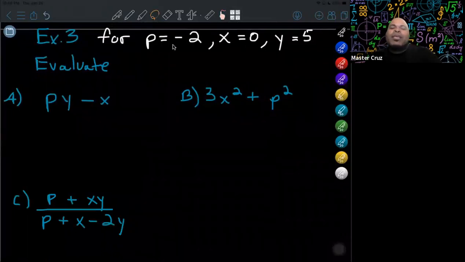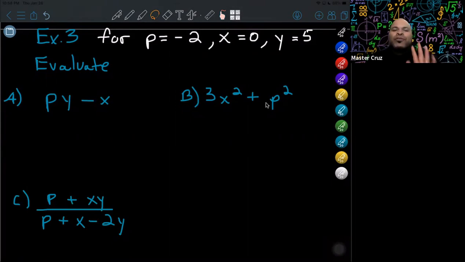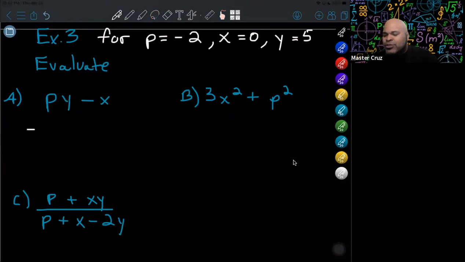Example 3 for P equals -2, X equals 0, and Y equals 5. So for all these problems, this is what that is. Now, I encourage you to stop the video, plug it in, and attempt A, B, and C. And once you have a number, then continue the video and check if you got them correct. So I'm going to start now. Did you stop the video and try it on your own?